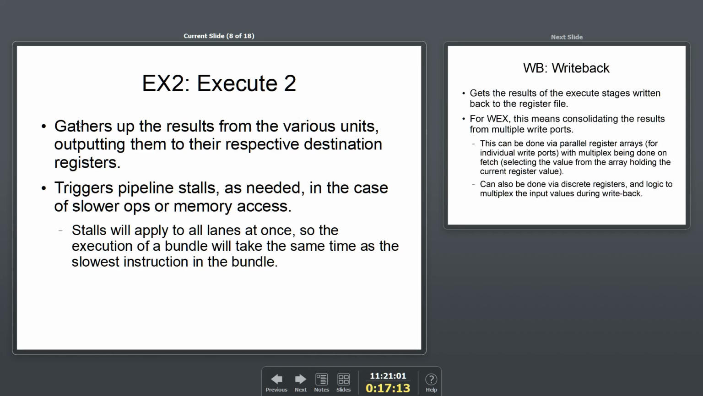So execute 2 gathers up the results from the various units, outputting them to their respective destination registers. As noted, straightforward enough. It may trigger pipeline stalls as needed in the case of slower operations or memory accesses. These may take more than a single cycle, so it basically asserts a hold value to keep the pipeline stalled until the operation can be completed.